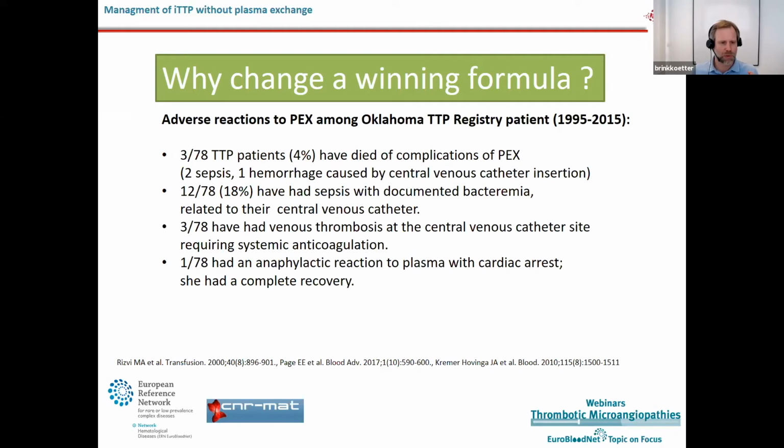In several papers, the authors report on cases that actually died because of complications of plasma separations, 3 out of 78, so 4%. 2 because of sepsis, 1 because of a severe hemorrhage caused by central venous catheter insertion, which is not unlikely considering the low platelet count. 12 additional patients, another 18%, experienced sepsis with documented bacteremia related to their venous catheter. 3 suffered from thrombosis requiring systemic anticoagulation, and of course, there are reports on anaphylactic reactions. And in this cohort, there was 1 patient that actually suffered from a cardiac arrest, but she had a complete recovery.